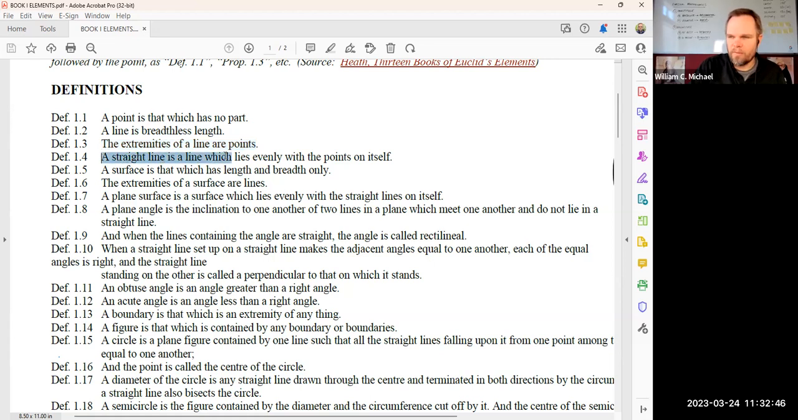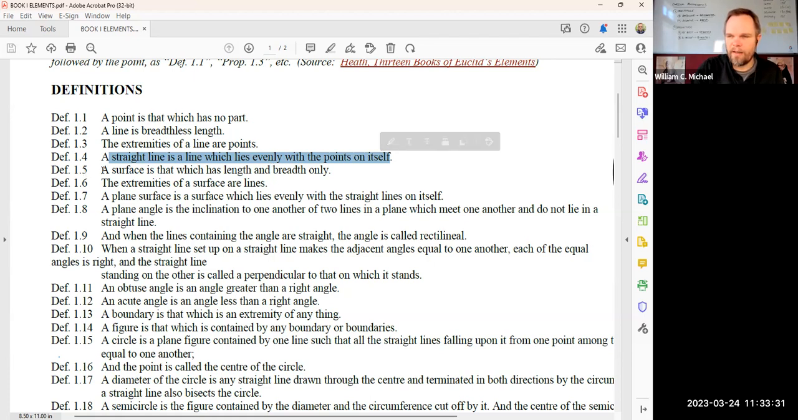Definition four, we learn a little bit more about a line. A straight line, so we learn about a certain kind of line. Here's the definition of a straight line: a straight line is a line which lies evenly with the points on itself. So a straight line is a line that moves from one point to the other and never wavers in any direction from that path between those two points. That's the definition of a straight line. Pretty easy to understand. So definitions two, three, and four have to do with lines. Definition one is a definition of a point. Definition two, three, and four are definitions that relate to lines.